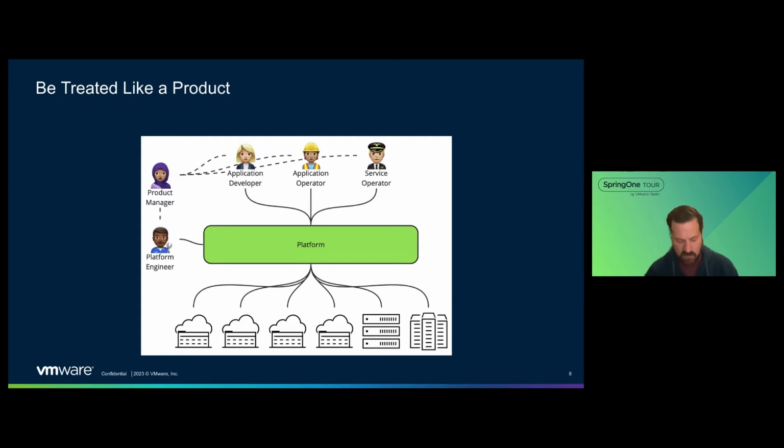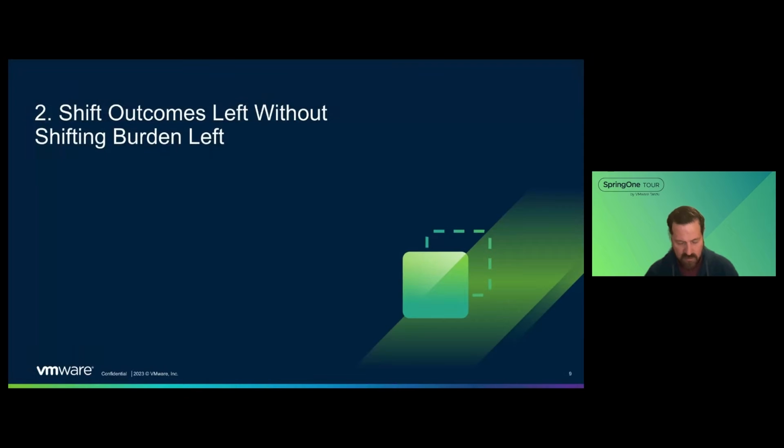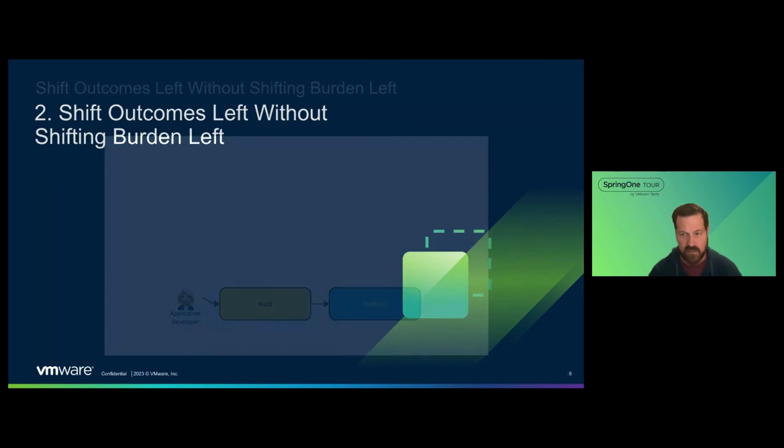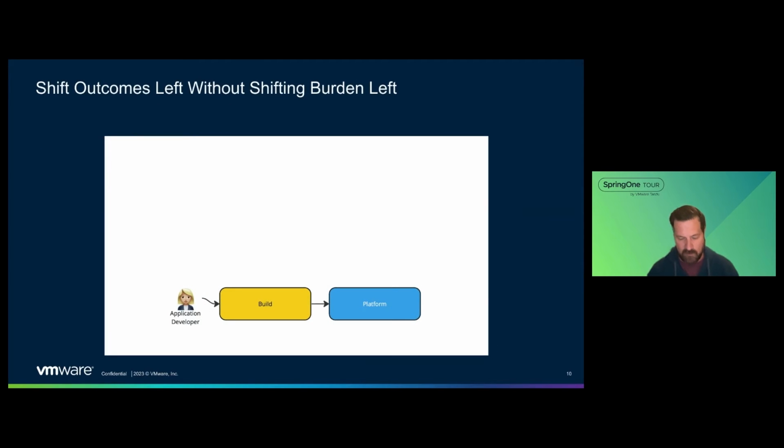The next thing that we want an application platform to do is to shift outcomes left without shifting the burden left. And so what do we mean by this? Well, if we think about the typical view, I think in a lot of cases of a platform today, platform is viewed as the target runtime where eventually your application lands after it goes through a whole build pipeline, right?